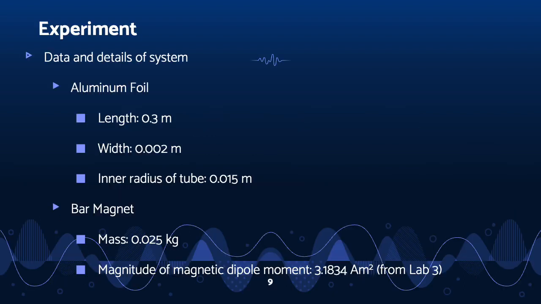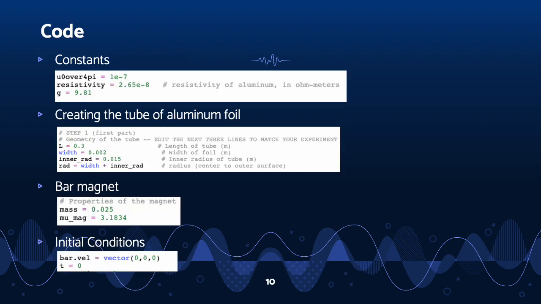The following data pertains to the system. So I have the aluminum foil, the length, width, and inner radius of the tube, and for the bar magnet, I recorded the mass and the magnitude of the magnetic dipole moment, which I got from my previous lab. For the computational model, these were the constants, and then I input the tube geometry to match my model, then the properties of the bar magnet, and lastly, these were the initial conditions.